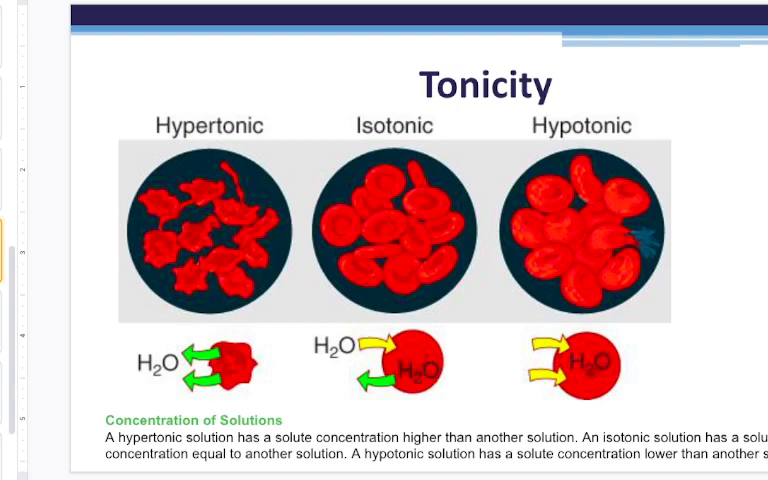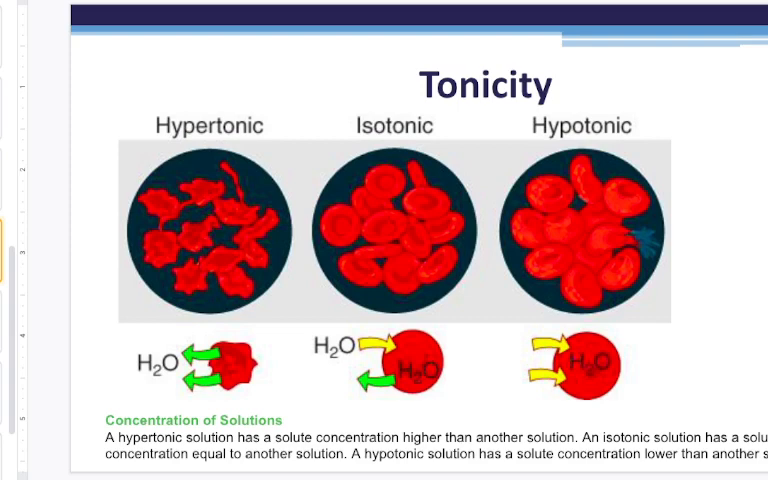Isotonic refers to having the same concentration as the cells. So when you put red blood cells into isotonic solution, there's no net movement of water, because the tonicity of the water is equal to that of the cells. So water is neither going to influx into the cell or efflux out of the cell.